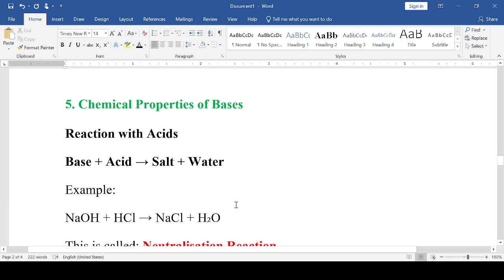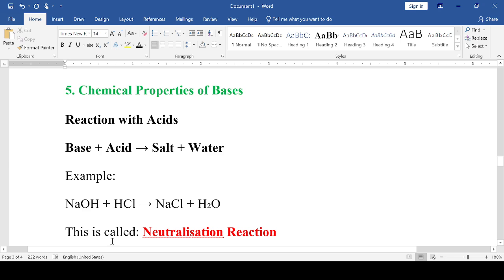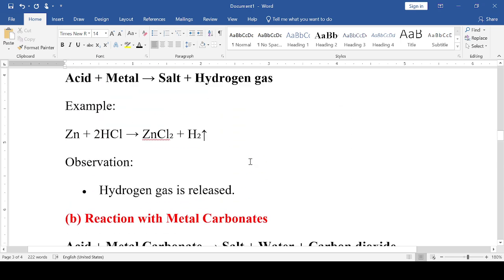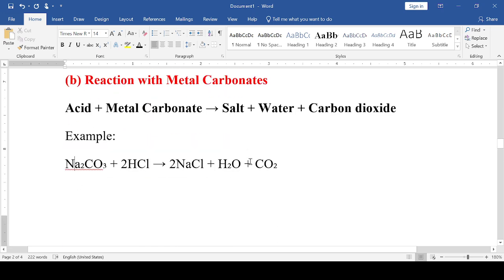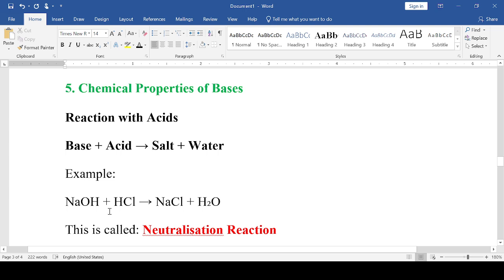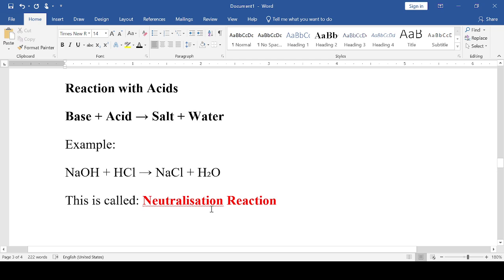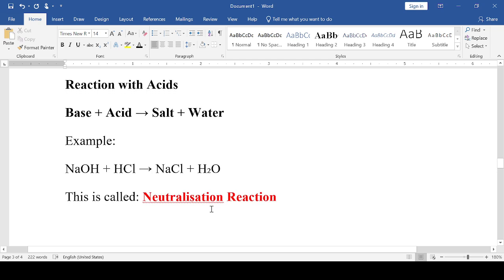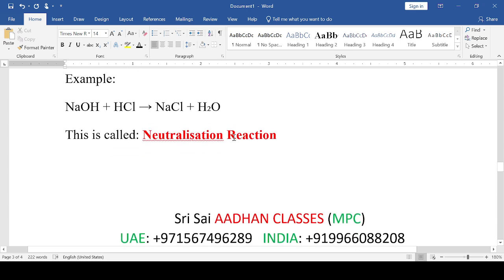Chemical properties of bases. What happens when bases react with an acid? An acid and a base give salt plus water. Example, sodium hydroxide plus HCl gives rise to NaCl plus H2O. NaOH plus HCl gives rise to NaCl plus H2O. This is called a neutralization reaction. Base plus acid gives rise to salt plus water is a neutralization reaction.